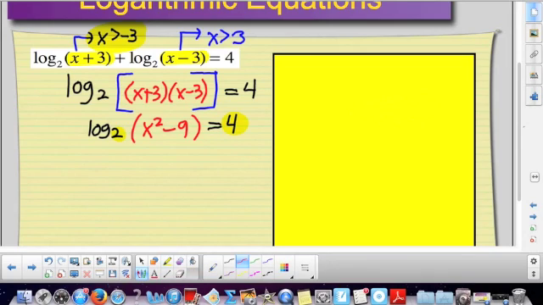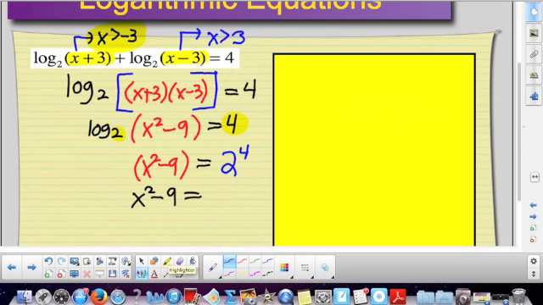So I can write it as x squared minus 9 is equal to 2 to the power of 4. Does everyone understand that? X squared minus 9 is equal to 2 to the power of 4. If we solve that further, x squared minus 9, what is 2 to the power of 4? 16. So that means that x squared is going to be equal to 16 plus 9.